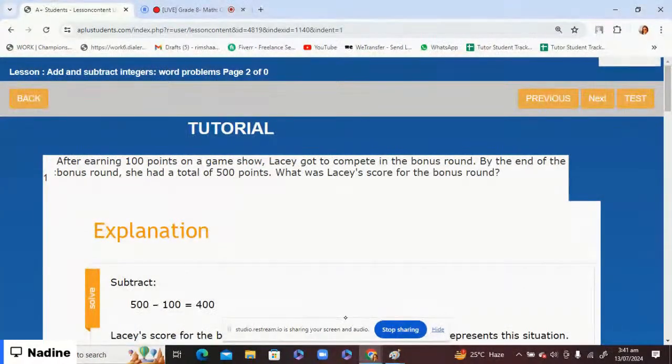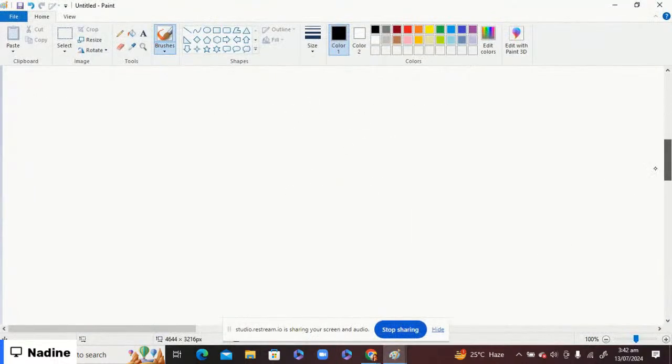Okay, look at here. After earning 100 points on a game show, Lassie got to compete in the bonus round. By the end of the bonus round, she had a total of 500 points. What was Lassie's score for the bonus round? Only for the bonus round she needs to know. In the end, she's basically 500. So how much for the bonus? It's simply subtraction, because we just need to know the bonus points.